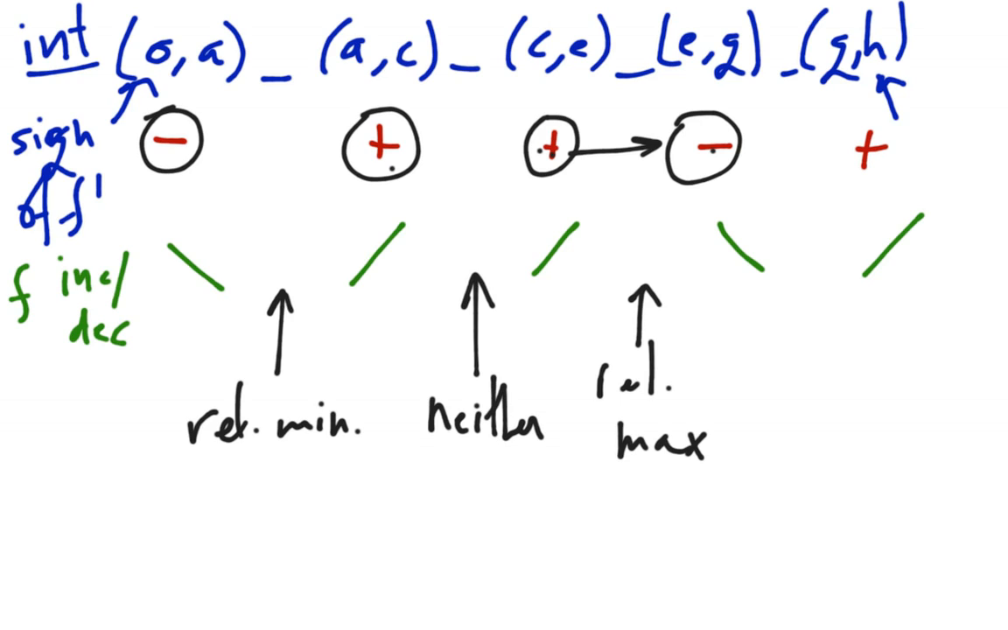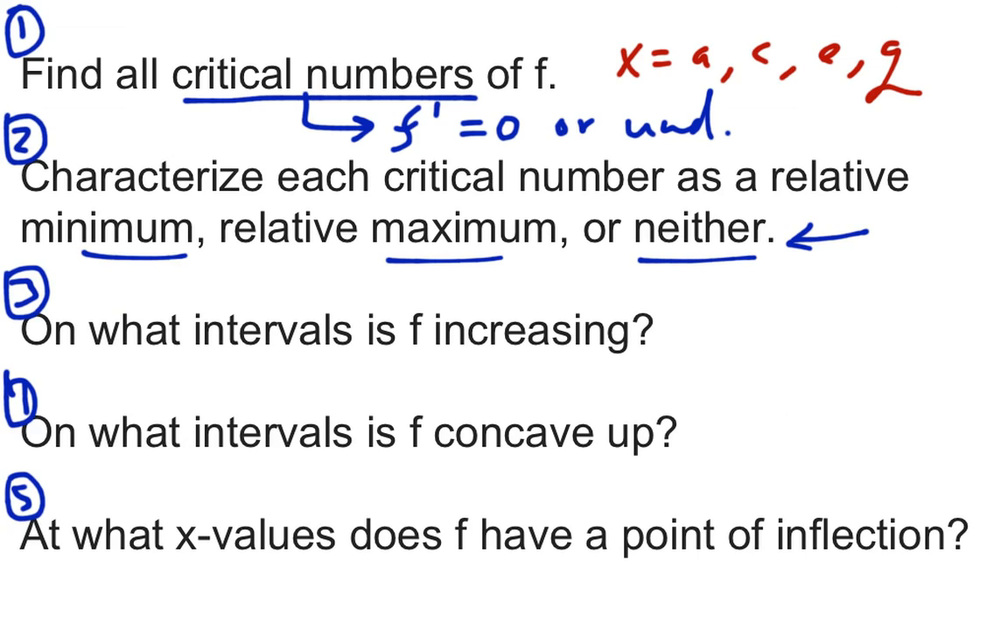And here f prime changes from negative to positive, so this is a relative minimum. And so this is a case where you don't know what the function looks like, but you can still tell what the behavior of f is given f prime. That chart is also nice because it helps us answer the next question.